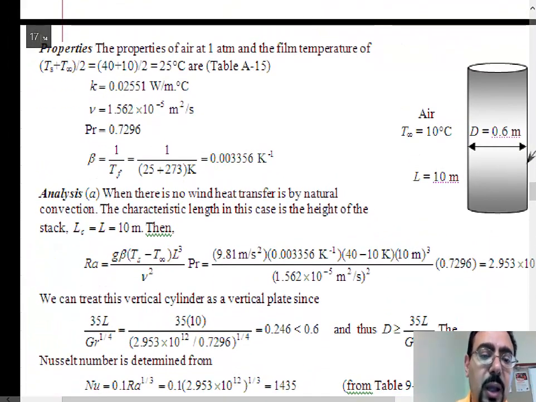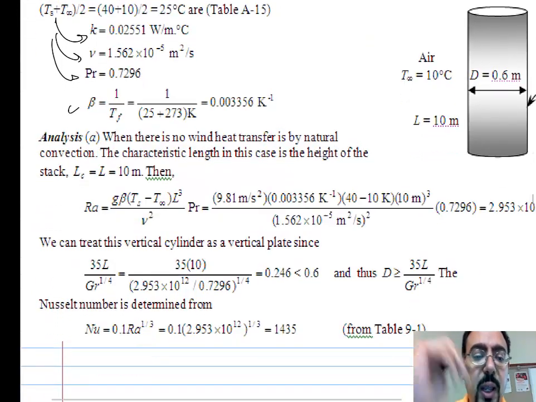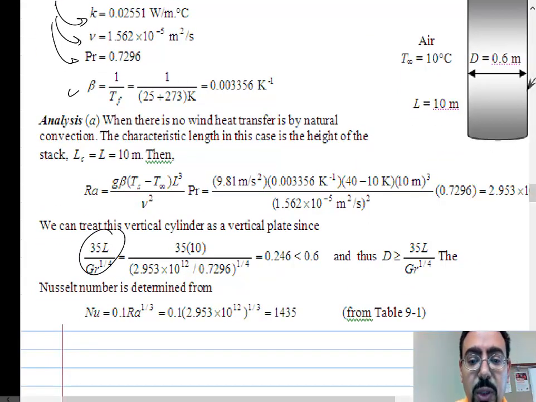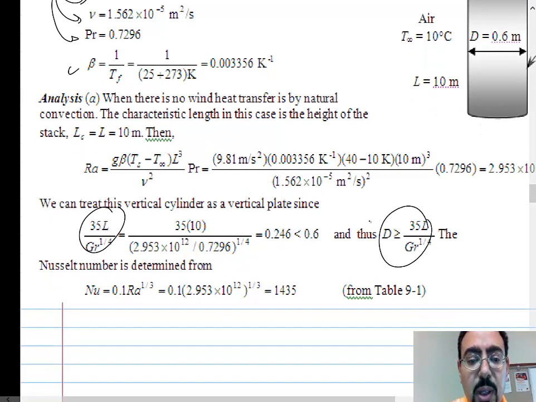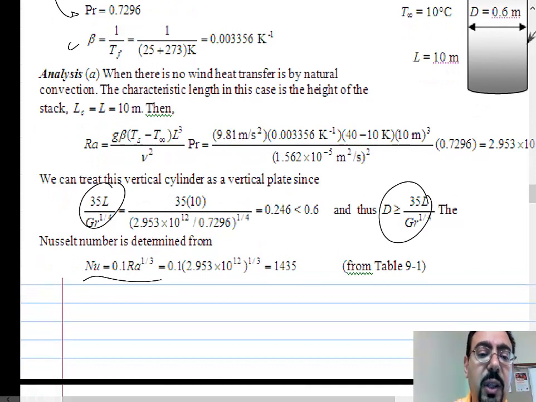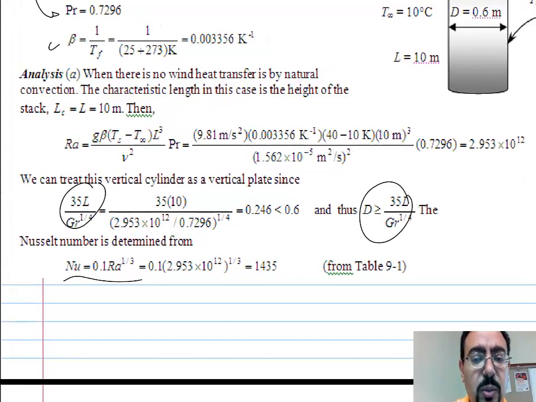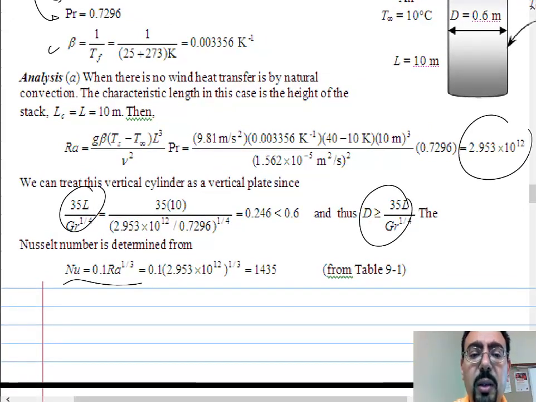He calculated the beta from 1 over T, and all those things, the k and nu and the Prandtl, are all in this solution. You have it in the lecture. All those are at the film temperature, and then he made his check to make sure that it works, and therefore he can treat it as a flat plate, a vertical flat plate, and he used this equation. Why did he use this equation? Because he calculated the Rayleigh number, and the Rayleigh number was 2 times 10 to the power 12.